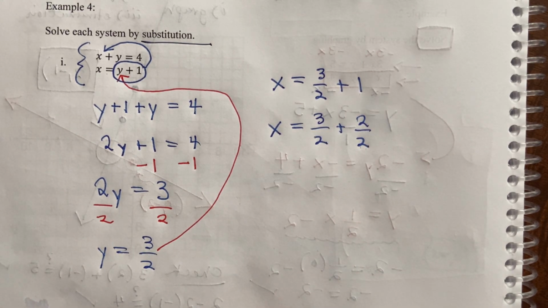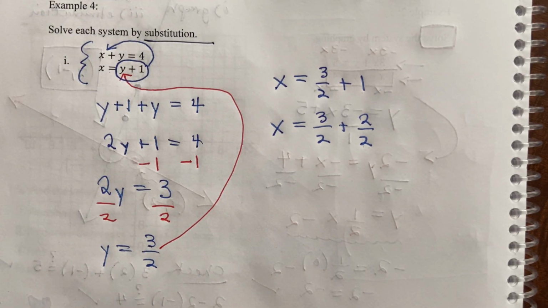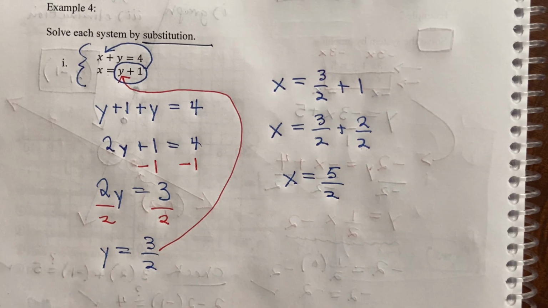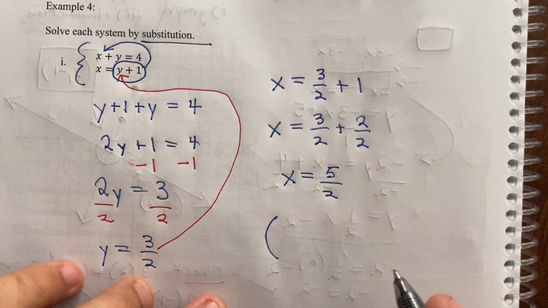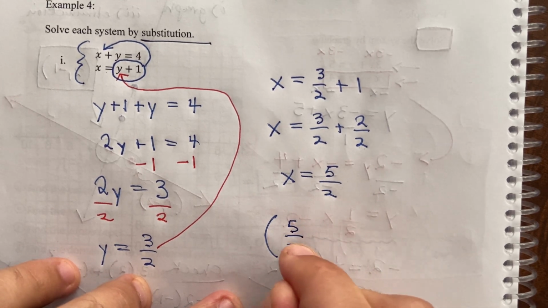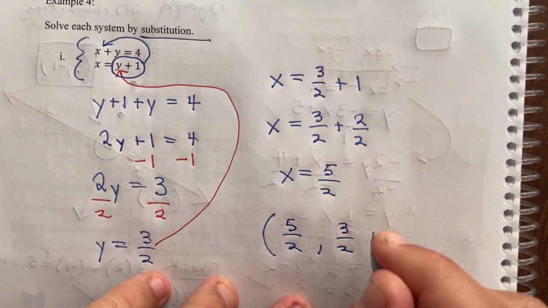Or you can throw this into your calculator, of course. I'm not going to do that, but. So x would equal 5 halves. And our solution, I'll write it as an ordered pair. Our solution would be 5 halves, right? That's where x goes. And 3 halves.